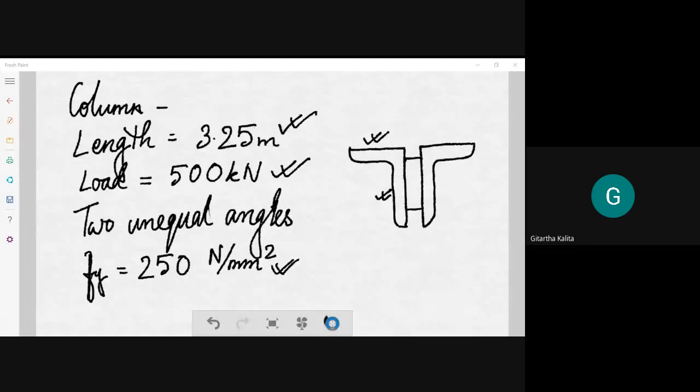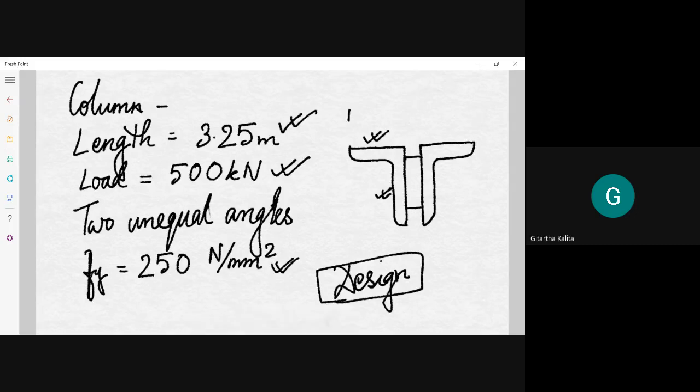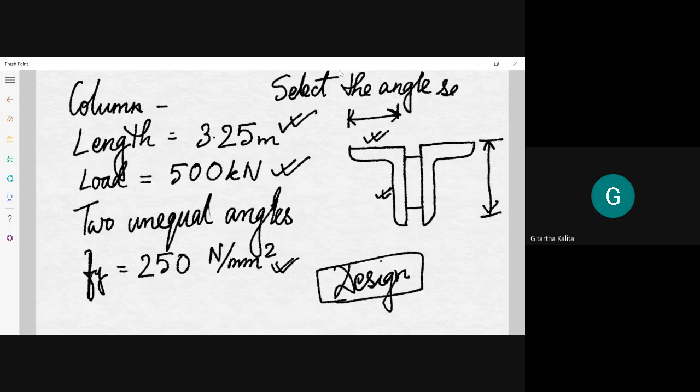So what we have to do is we have to design. Design means we have to give the dimensions, like what length we can give here and what length we can give here. That means we actually have to select the angle sections that can be placed here. That is called as design.